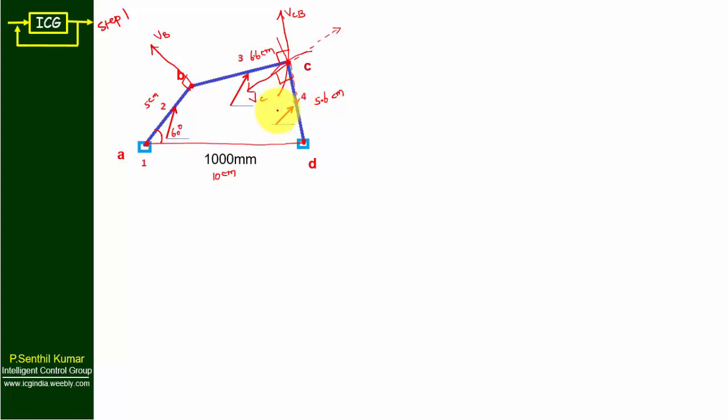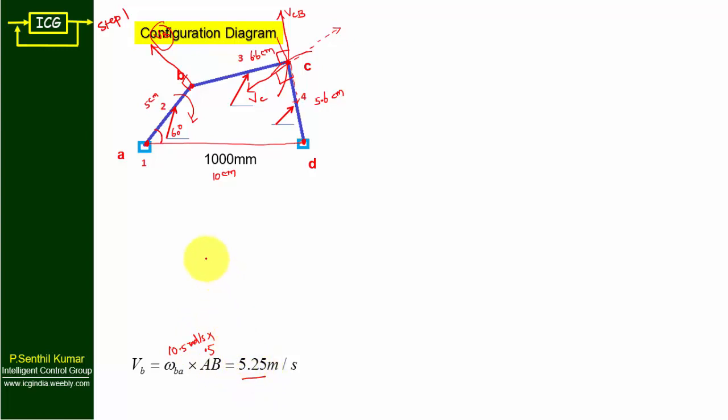First, we need a known velocity component. Here the angular velocity of the crank is known, so that we can easily find the known velocity. Let's calculate the known velocity. VB, velocity of link B, equals omega BA multiplied by AB. AB is a known value, 0.5 meter. Omega BA is already given in the problem, the angular velocity 10.5 radian per second. When you multiply these two terms, you will get 5.25. So 5.25 is a known velocity component.